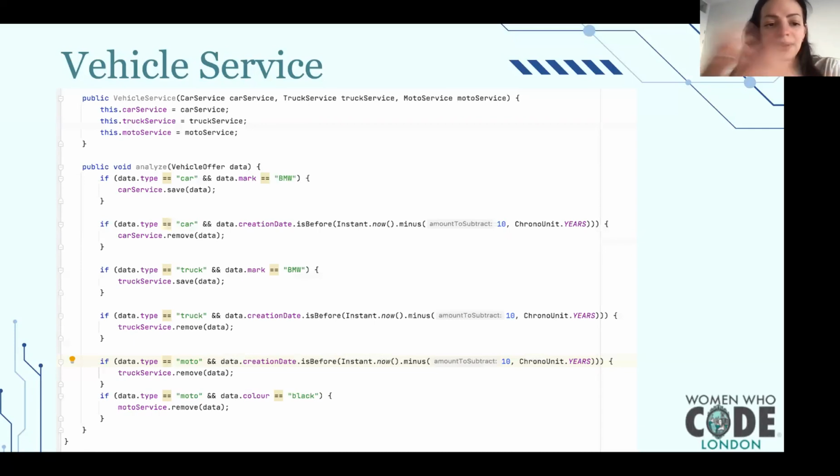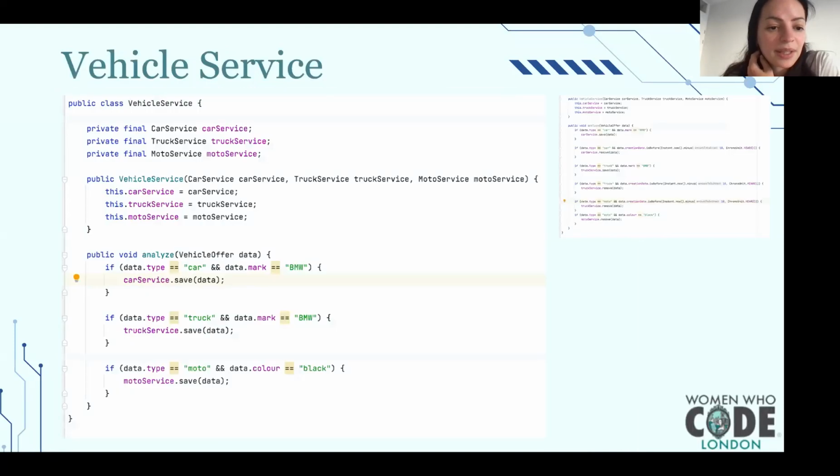You have a lot of offers. They have the same structure, and you need to save them. Some of them you need to save in the car service, some of them you need to remove, some of them you need to save in the truck service, which is responsible for trucks, and the same for motor services. I think I changed them a little bit. So this was the first thing, to save them.